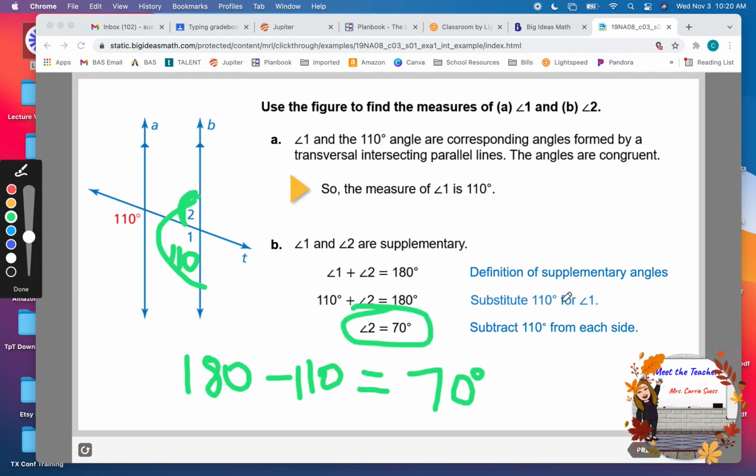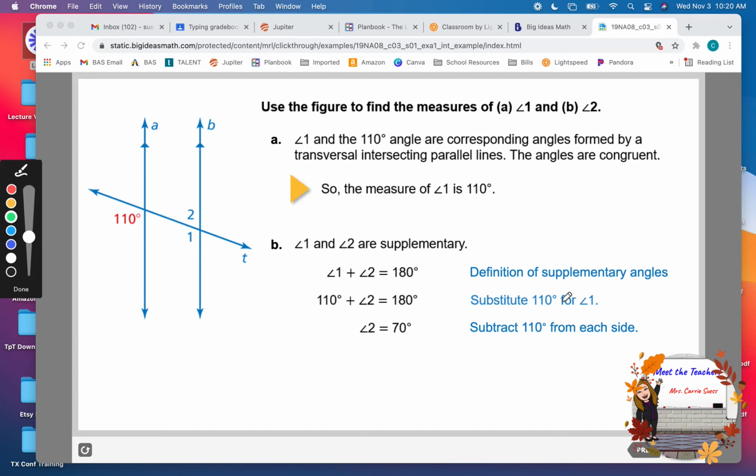Question there. Do you want us to draw the example that I was drawing? You do not have to draw the picture. You do have to write that. And then for B, when you hear the word supplementary, that means they add up to 180. That's a key vocab word. Supplementary adds to 180. It's a straight line.